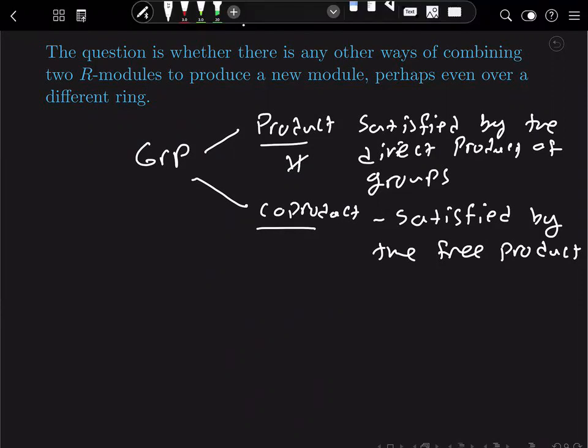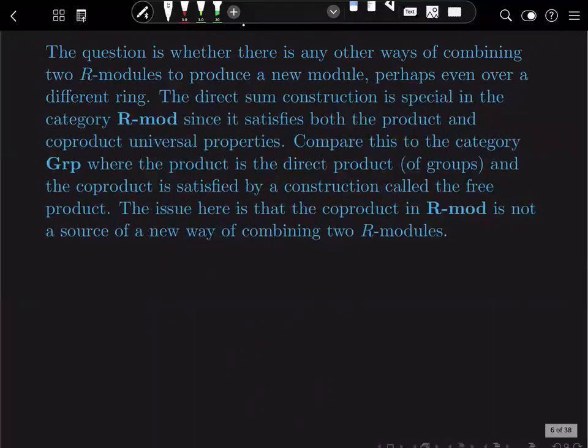And we can ask this in the category of R modules, right? So we take the product of two R modules. Is there some other type of product that we can take that will satisfy the coproduct universal property? And hopefully it will be different. But this is not the case. The direct sum construction is special in the category of RMod since it satisfies both the product and the coproduct universal properties. As we just said, we compare this to the category of Group where the product is the direct product and the coproduct is satisfied by a construction called the free product, which I just said as well.